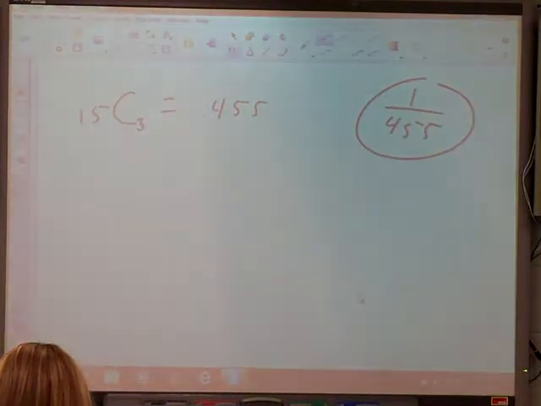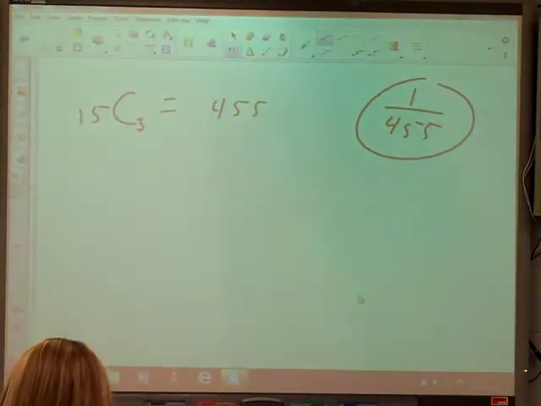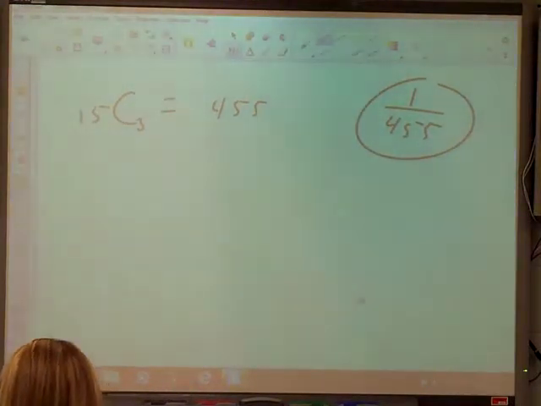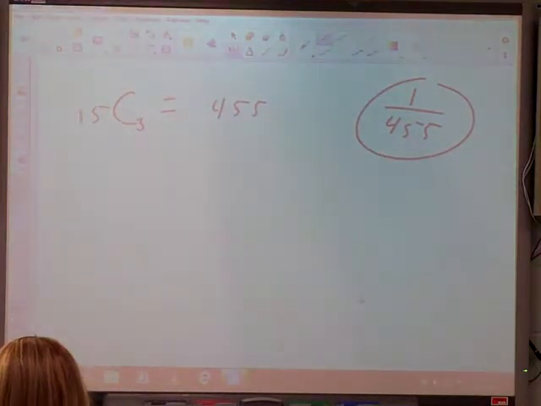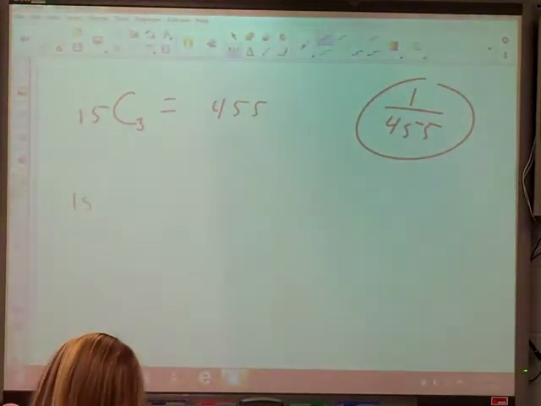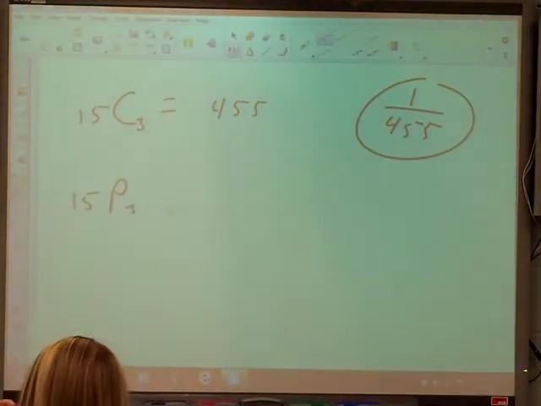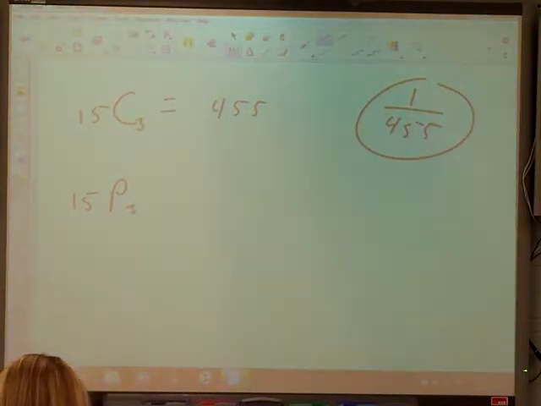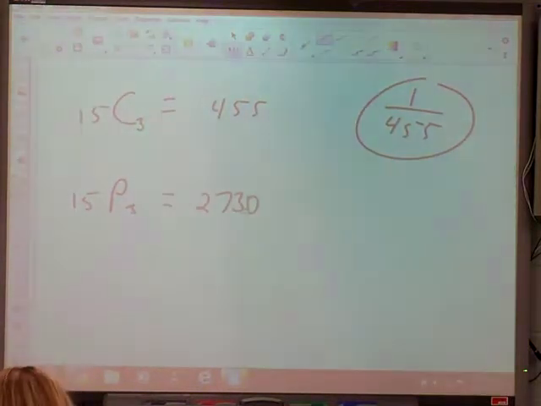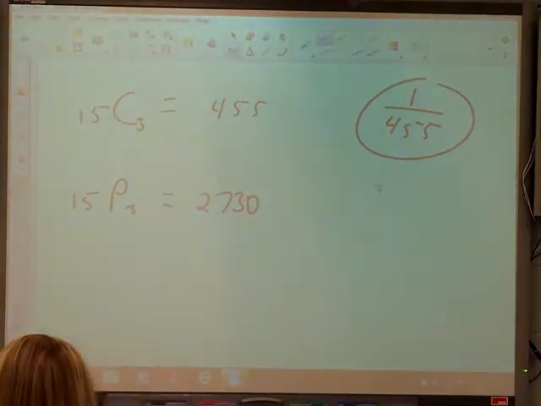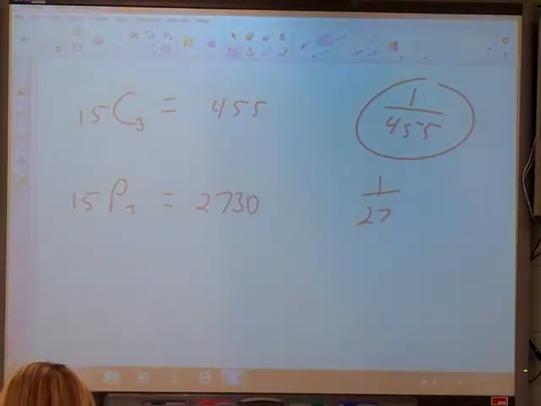Okay, but now when we go to part B, it says the first student chosen is going to be the president, the second the vice president, and the third will be the treasurer. So now it's getting specific about what order it's being chosen in. So that means that it's going to be a permutation. So you got 15 permutations of 3, and how many of those are there? 2,730. Very good. And I want the one where I'm president, Rachel's vice president, and Randall's treasurer. So I'm 1 out of 2,730.